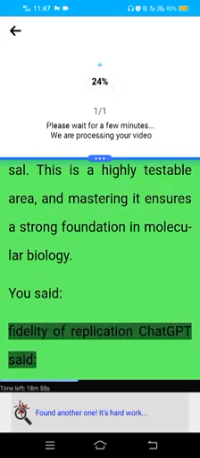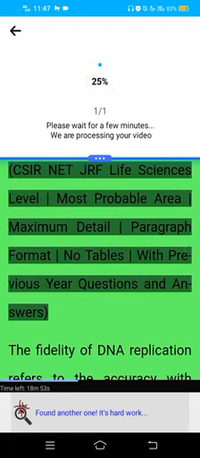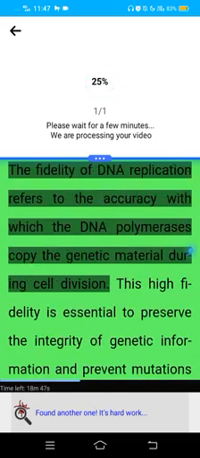Fidelity of replication. Fundamental processes, fidelity of DNA replication. CSIR NET JRF Life Sciences level, most probable area, maximum detail, paragraph format, no tables, with previous year questions and answers.